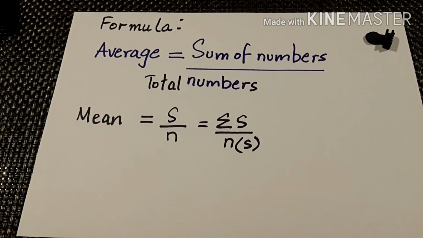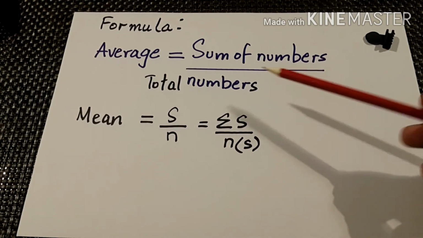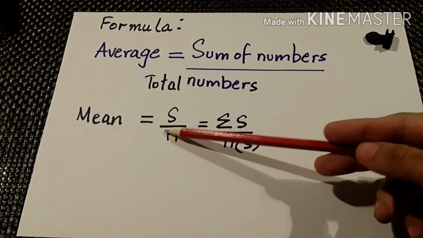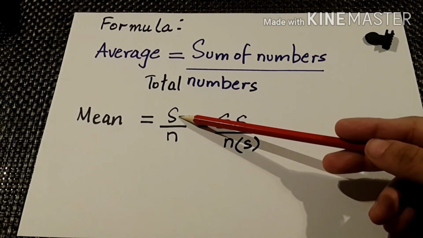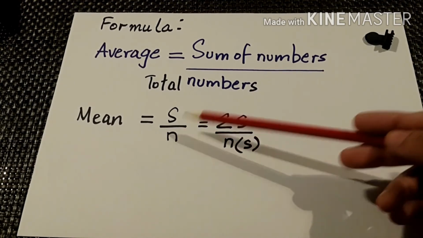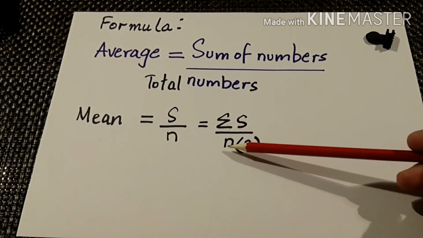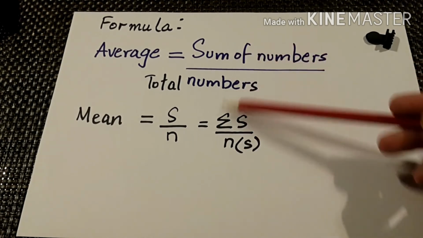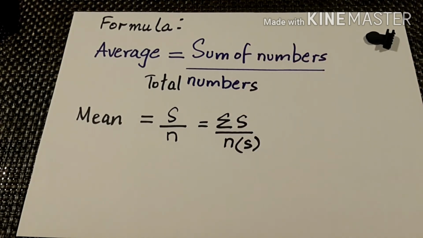In the questions of averages, you just have to keep in mind the formula, that is average is equal to sum of numbers divided by total numbers, or mean is equal to S, this stands for sum, divided by n, the number. This is the key point of solving the questions of averages.